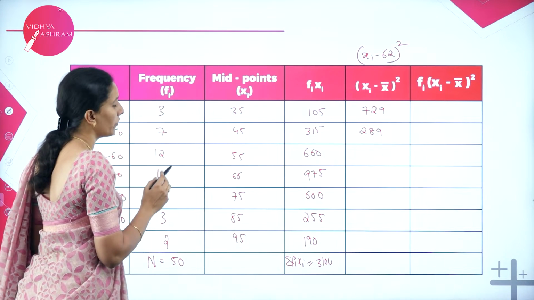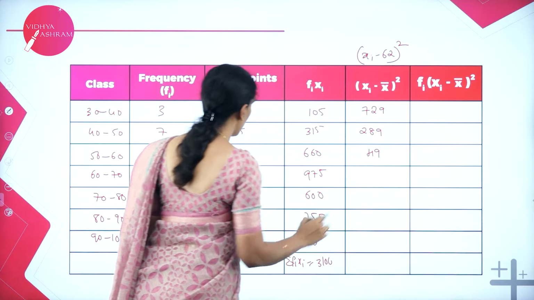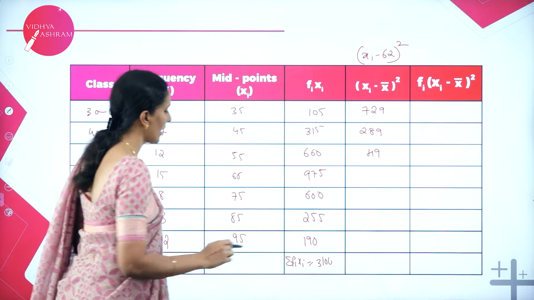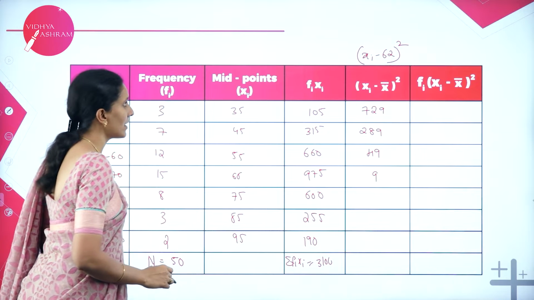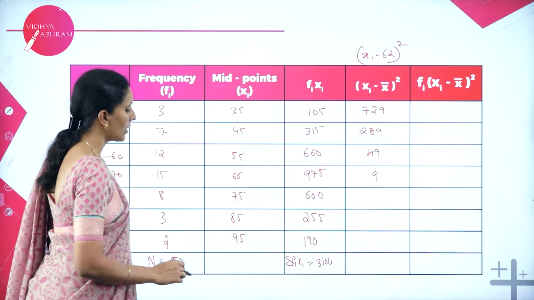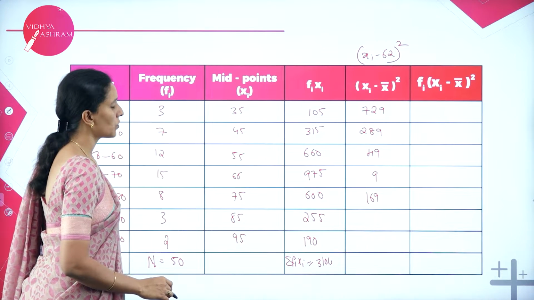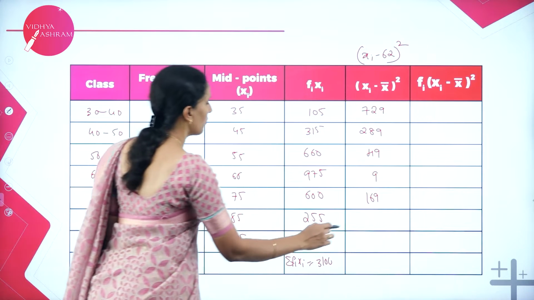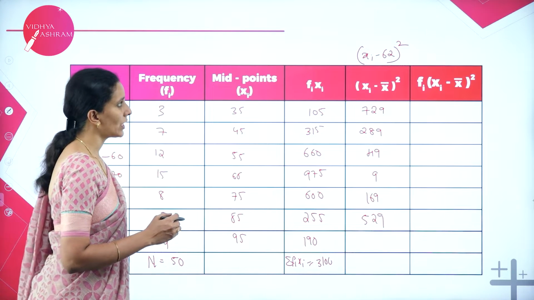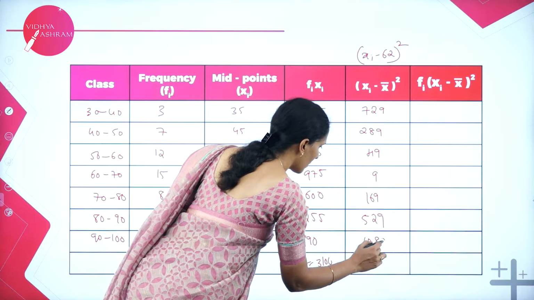289. Next, 55 minus 62 is minus 7. 7 square is 49. Next we have 65 minus 62, that is 3. 3 square is 9. Next, 75 minus 62 is 13. 13 square is 169. Next, 85 minus 62 is 23. 23 square is 529. Next, 95 minus 62 whole square, that is we will get 33 square. The value is equal to 1089.